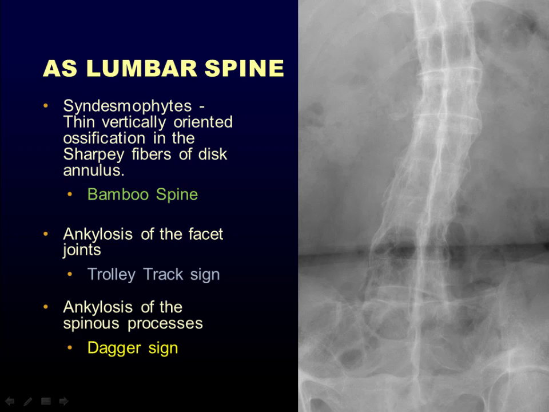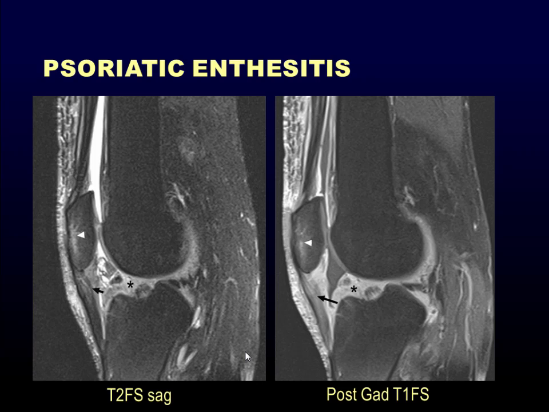That creates some of the other findings that have received names off of the AP view, which is like the trolley track sign, where the fused facet joints create this paralleling band of track, as well as the dagger sign from the white band going down the middle from the fused spinous processes.